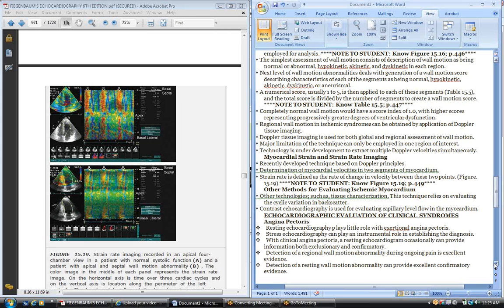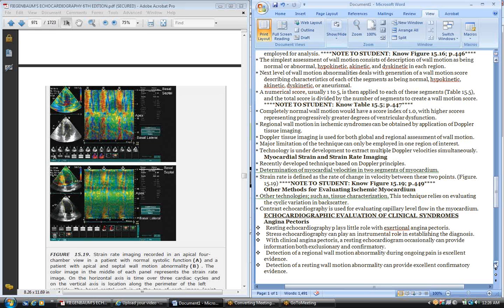Angina pectoris is an echo evaluation of a clinical syndrome. Angina pectoris is the first. Resting echo plays little role with exertional angina pectoris. Stress echo can play an instrumental role in establishing the diagnosis. So they come in, they claim they're having chest pains with exertion. Obviously, a resting echo is not going to do much to try to determine that.